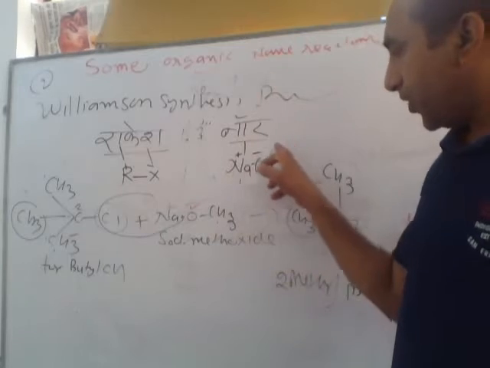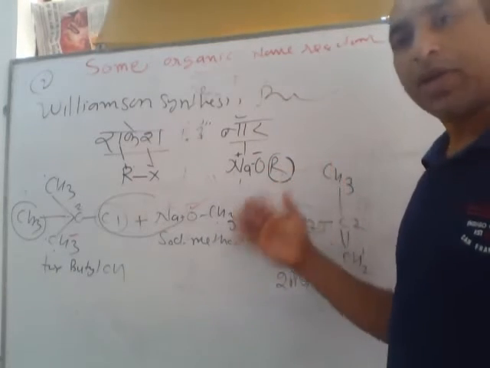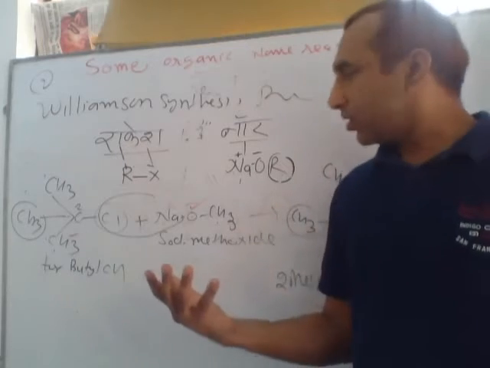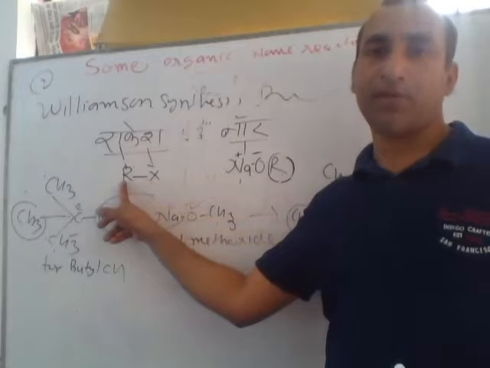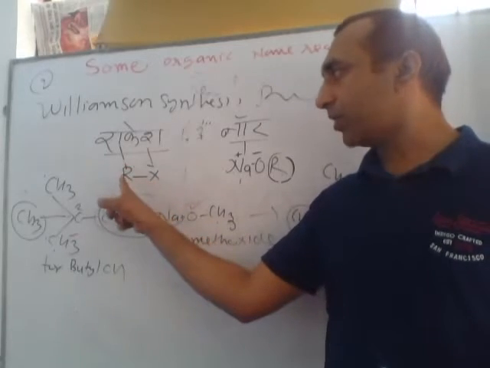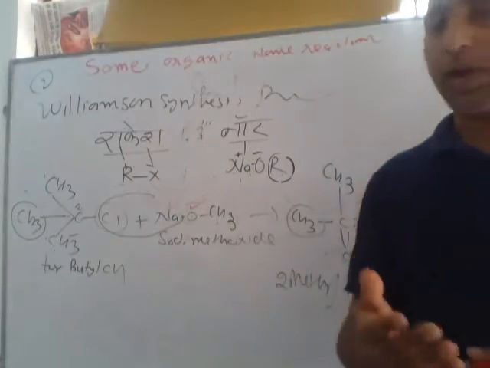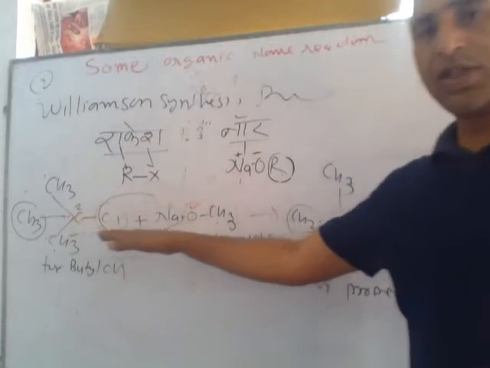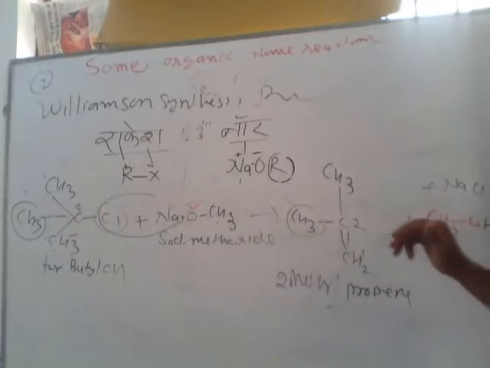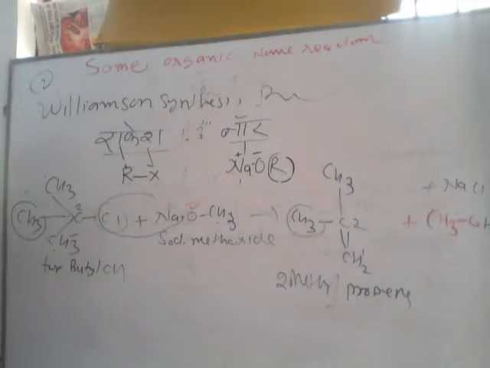In this compound we can take an aromatic ring instead of this R. But here we can't use an aromatic compound, because in an aromatic compound the bond between the ring and X is very strong and unable to break. And if you are using this, the reaction is not called Williamson synthesis, because in Williamson synthesis an ether is formed, but here an alkene is formed. So this is not Williamson synthesis reaction.